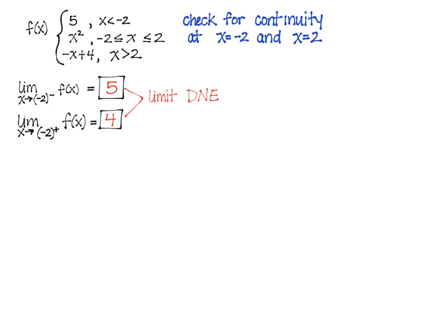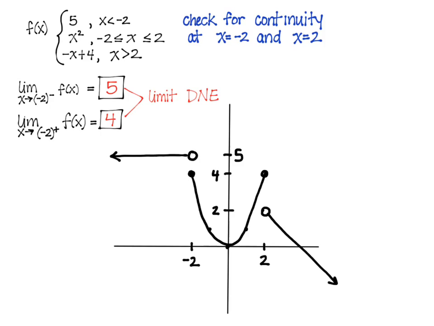Since that's the case, we need to look at this graphically. So you're going to graph the horizontal line 5, you're going to graph the parabola, and you're going to graph this linear function, -x plus 4, in their appropriate domains. And we have this function, and you'll notice that there happens to be a jump discontinuity here and another jump discontinuity here. We knew that it would be a jump because the limit does not exist.